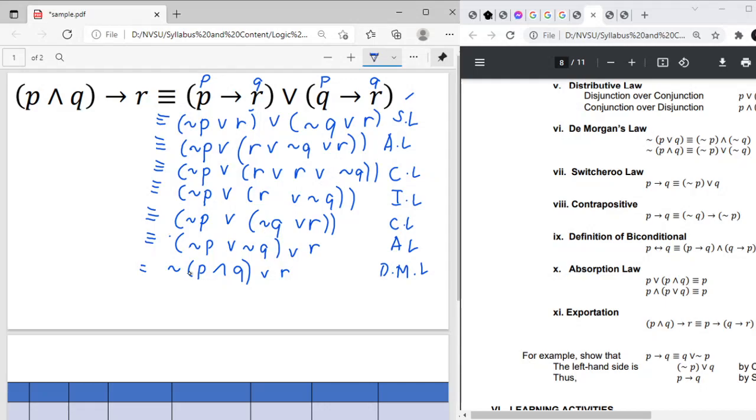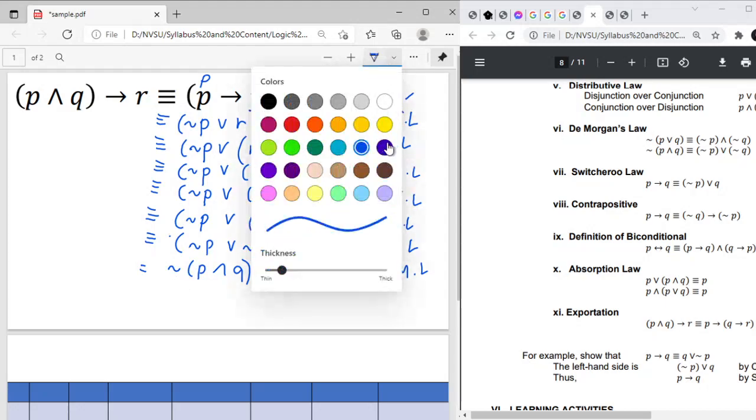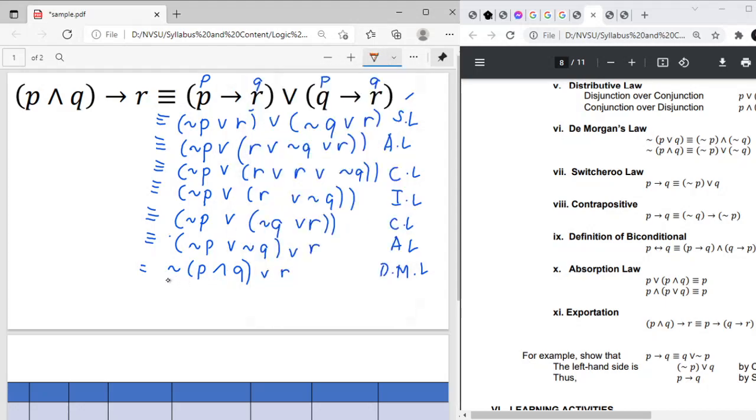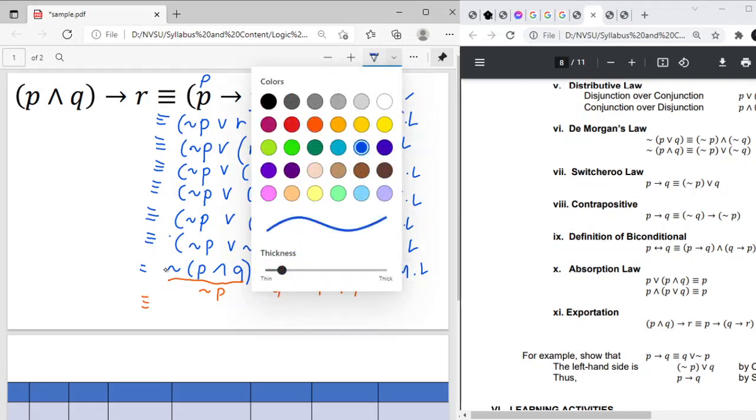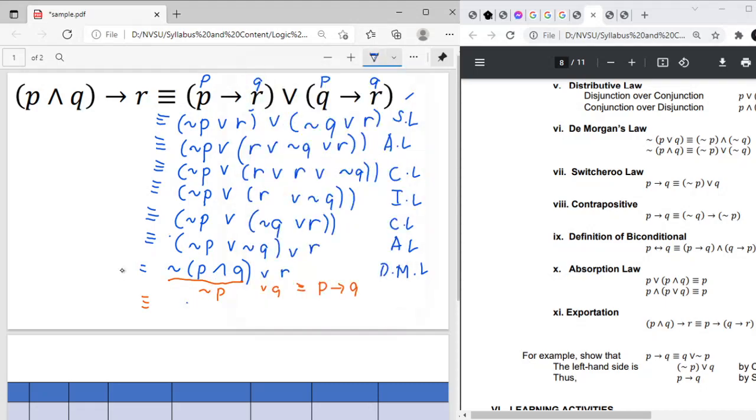Ibig sabihin, ito yung magiging not P natin. Let me change the color. Ito yung not P or ito yung Q. Ibig sabihin, from not P or Q, magiging logically equivalent daw siya ng P implies Q. Ibig sabihin, inenegate natin yung negation ng P. Ibig sabihin, ang negation ng P or P and Q is equal to, balik tayo sa blue, we have P and Q.